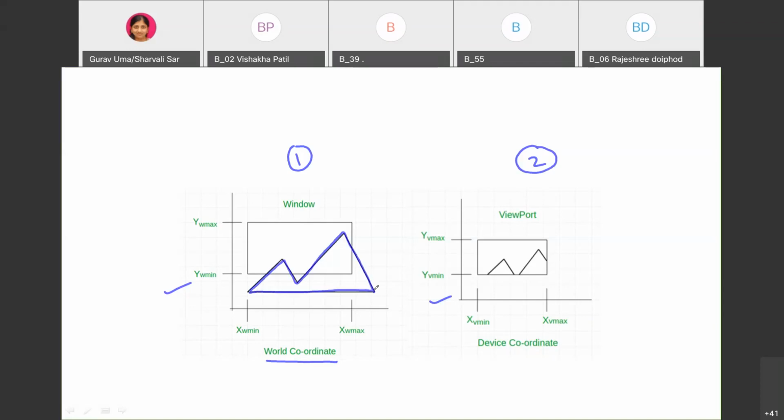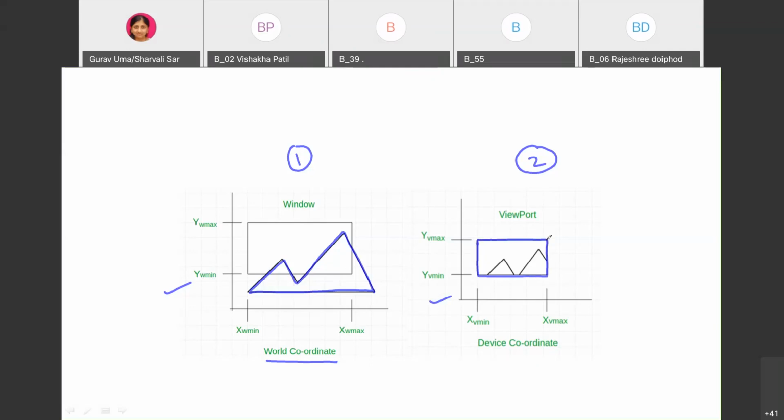Now this is the object and a window is also specified. If we see the real life object, we consider it as a world coordinate. When we are viewing this in a display device, only the part in the window will be visible. Now see the second diagram. There is a window and only the part in the window is visible. Whatever part is there in the window is displayed in a viewport.